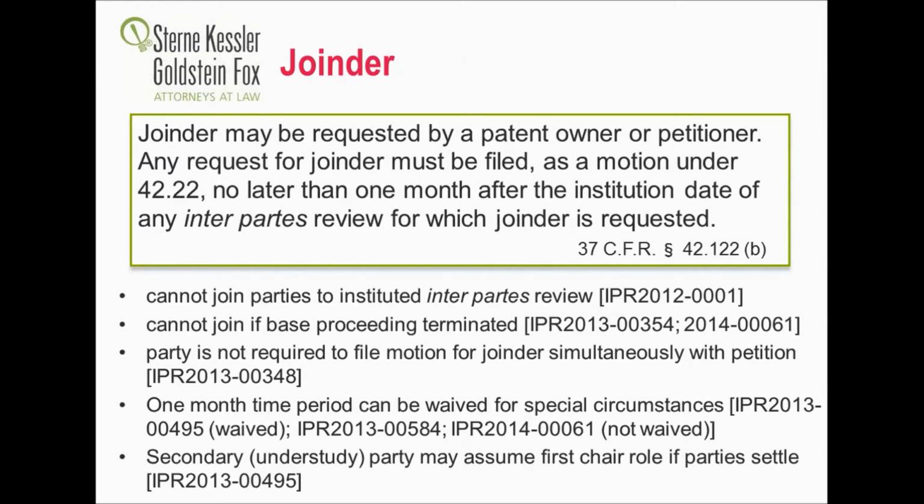So joinder is a process that is requested by a motion. And by rule, they say that that motion has to be filed no later than 1 month after the institution date of an inter-parties review for which joinder is requested. So as you can imagine, like I said, this became a very popular tool, and a lot of parties tried to figure out the boundaries of joinder.